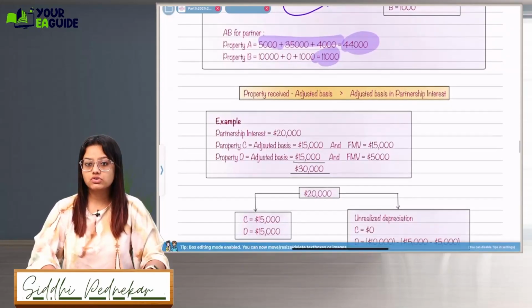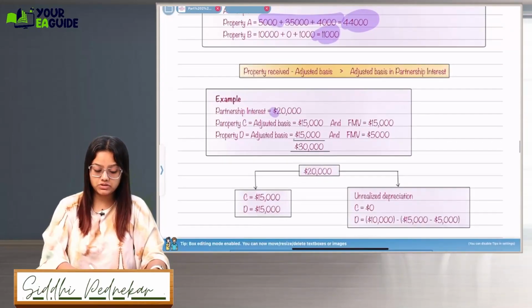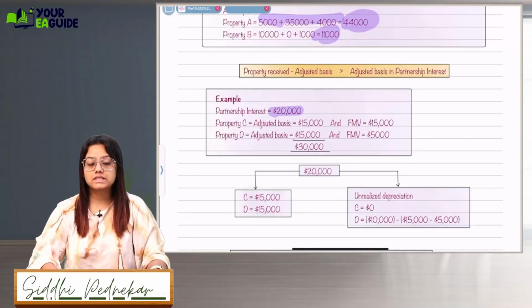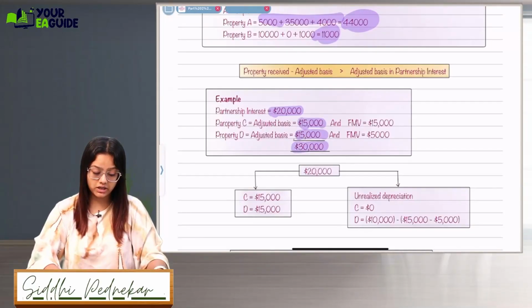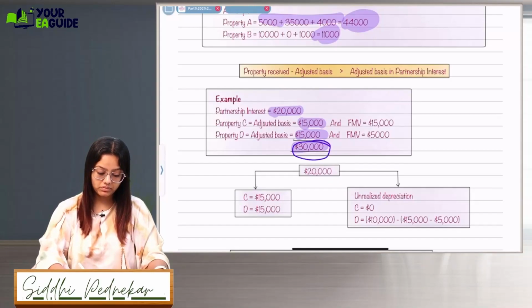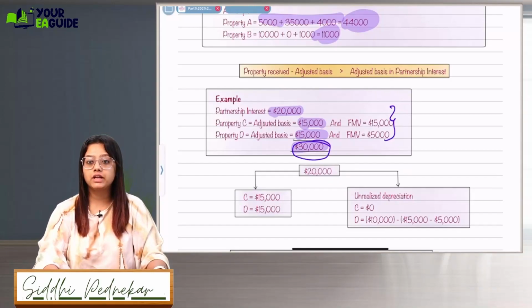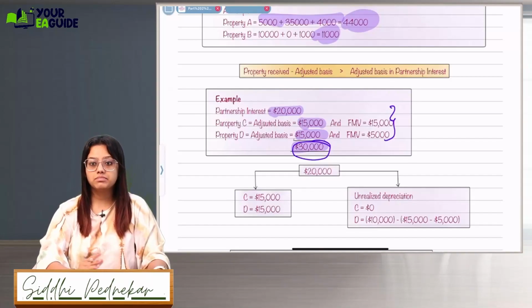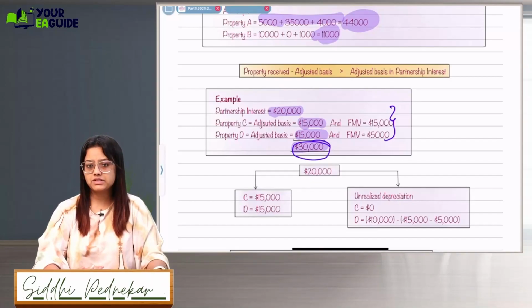Property received minus adjusted basis, if it is more, means can I say there is a profit. So let's take one example. Partnership interest is 20,000, but you received properties C and D with the adjusted basis of 15 and 15, that is 30,000, means you are receiving more, right? And FMV is 15 and 15, right? FMV is the same, the adjusted basis is the same. There is no unrealized amount.